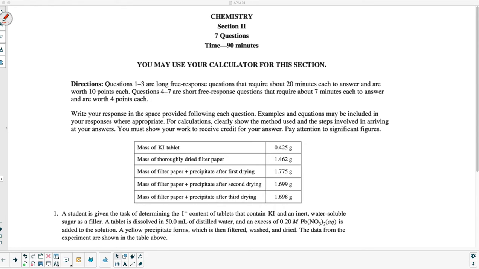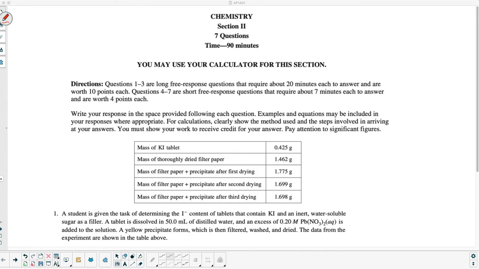For the directions, it says questions 1 to 3. This is for your information as far as going through the process of taking the AP chemistry exam. The most updated version has 3 long free response questions that have multiple parts. You should do about 20 minutes on each one of these, and they're worth 10 points each. The last 4 to 7 questions are shorter, take less time, and are worth less points, 4 points. Just to give you an idea.